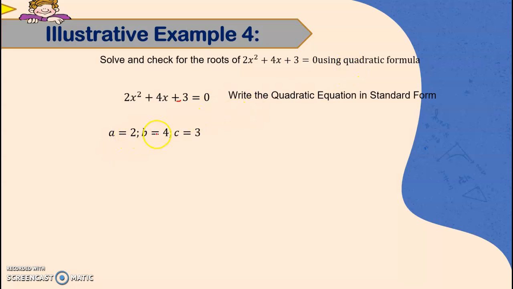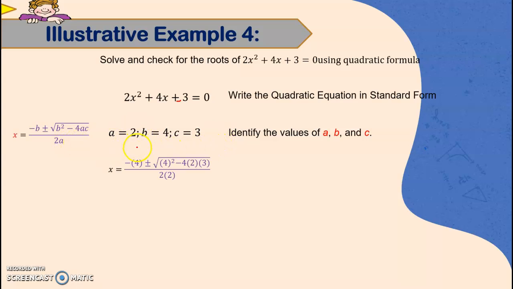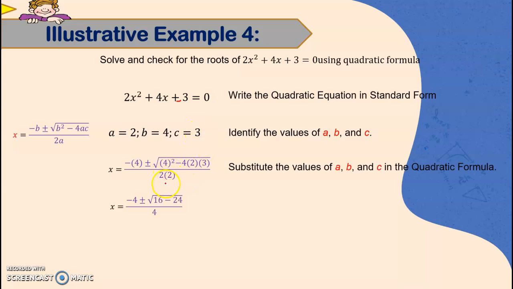A is 2, B is 4, C is 3. And then substitute into the formula: -4 plus or minus square root of 4 squared minus 4 times 2, which is A, and 3, which is C, all over 2 times 2. So -4 plus or minus the square root of 4 squared, which is 16, minus 4 times 2 times 3, that's 24, all over 4. Then subtracting, we got -4 plus or minus square root of -8 all over 4.